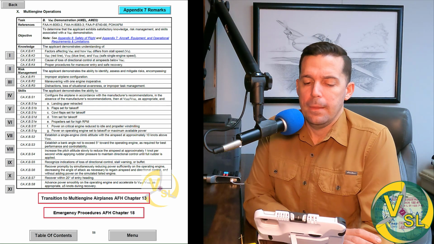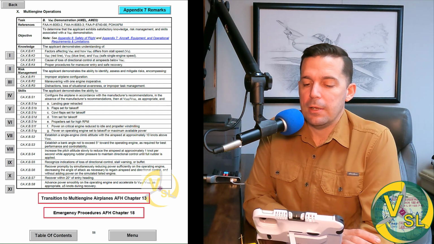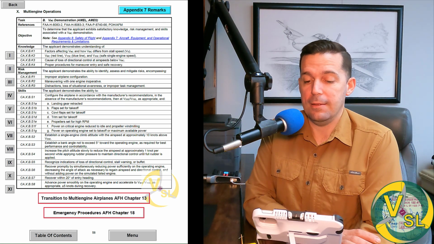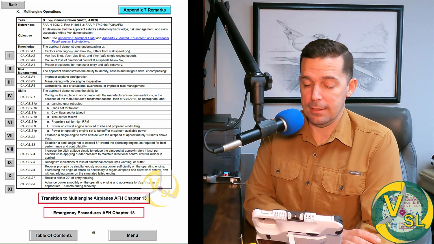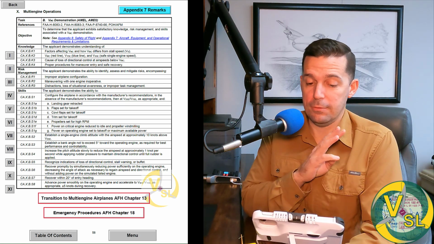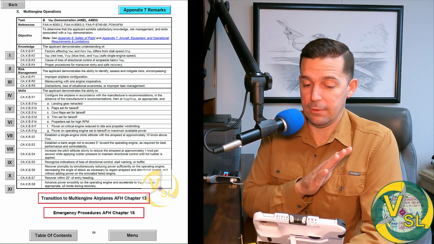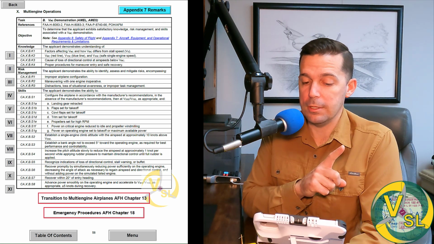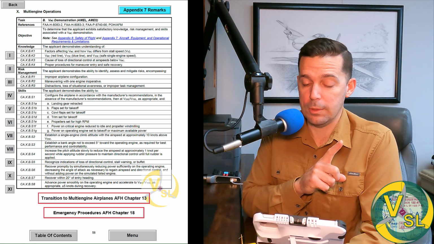Skill 1, configure the airplane in accordance with the manufacturer's recommendations. In the absence of the manufacturer's recommendation, then at VYSE as appropriate, and the landing gear retracted, flaps set for takeoff, cowl flaps set for takeoff, trim set for takeoff, propellers set for high RPM, power on the critical engine is reduced to idle, and the propeller is windmilling.